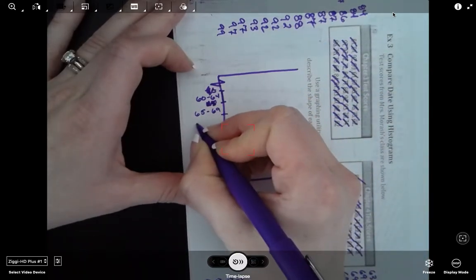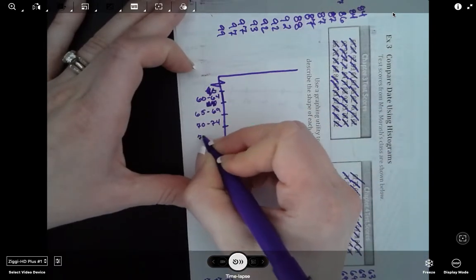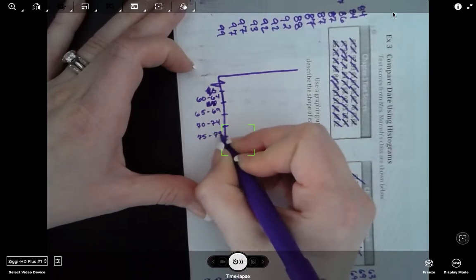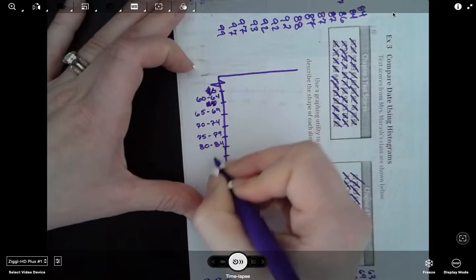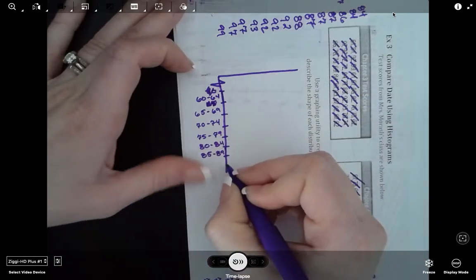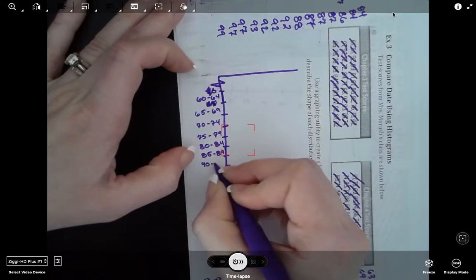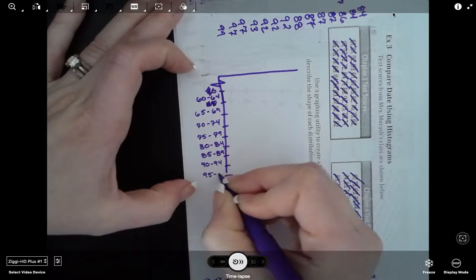This range is going to be 70 to 74. This is going to be 75 to 79. 80 to 84. Do you guys see the method of my madness here? 85 to 89. 90 to 94. I'm labeling the inside now instead. 95 to 100.